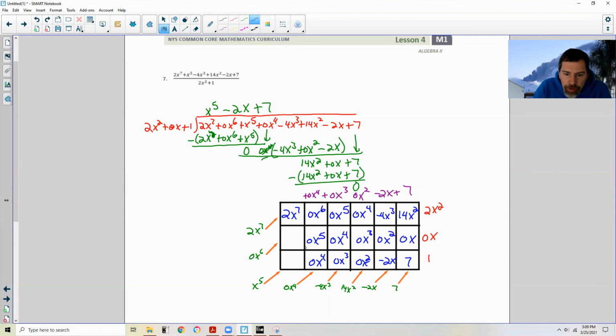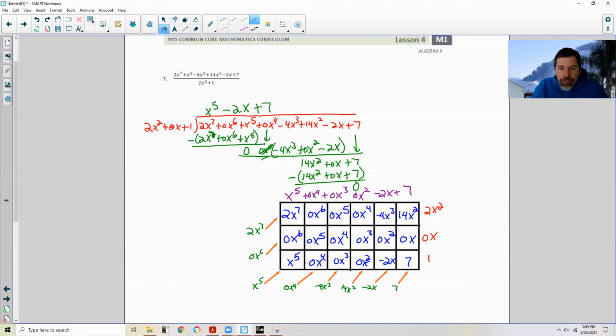I have a 0, I have a 0, I need a 1. This is x to the 5th, so this has to be x to the 5th. 1x plus 0 is 1. So now I know that this first term is x to the 5th, because 1 times x to the 5th is x to the 5th. 0x times x to the 5th is 0x to the 6th.